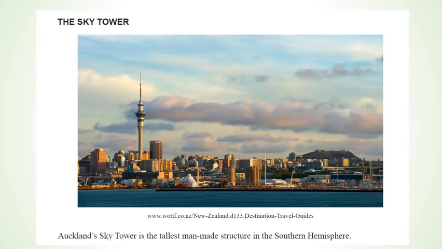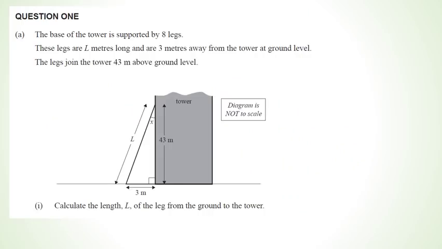Okay, so I guess this year they've kind of gone with a theme of Sky Tower. So that was what the question paper started out with. The first question is, as I said guys, just pause it, read through it, but I'm just going to go straight to part 1, where it says calculate length L of the leg from the ground to the tower. So what I've got here is a right angle triangle where L is here, 3 meters is the base, and the height is 43 meters.